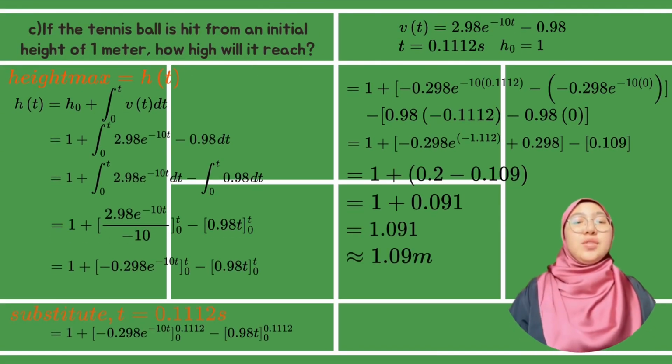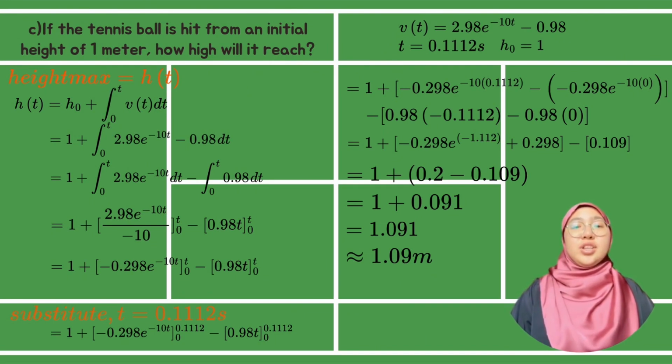For question C, which is, if the tennis ball is hit from an initial height of 1 meter, how high will it reach? We already know the velocity, time, and initial height. So if we want to calculate the maximum height, we let the maximum height equal h(t). We will get initial height plus the integral from 0 to t of the velocity. So we substitute the values: 1 plus the integral from 0 to t of 2.98 e to the power of negative 10t minus 0.98 dt.